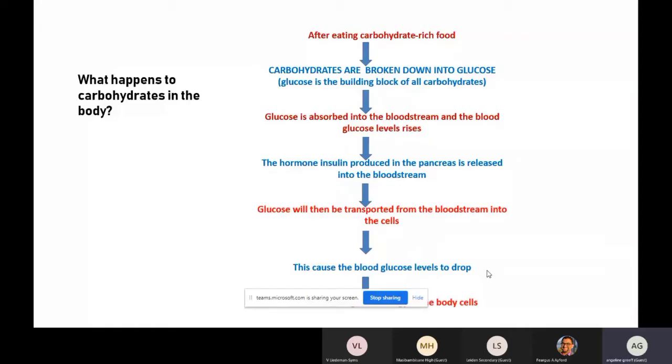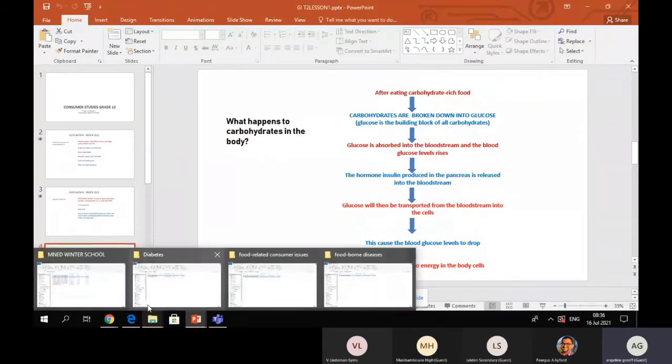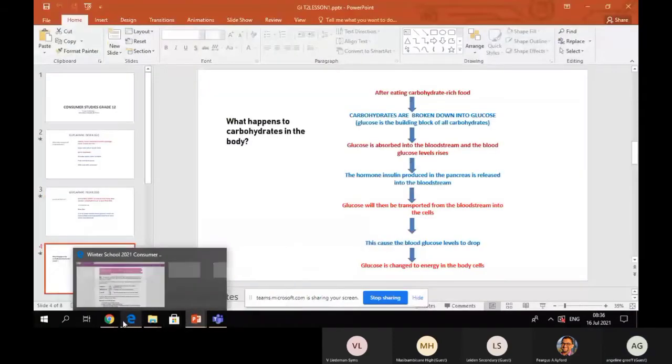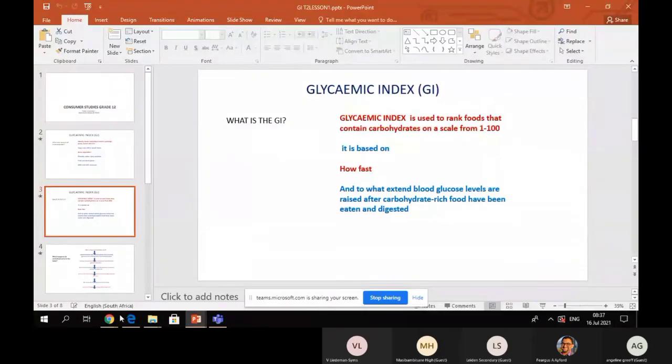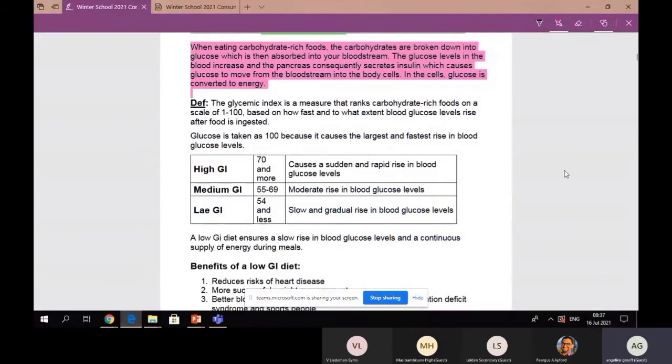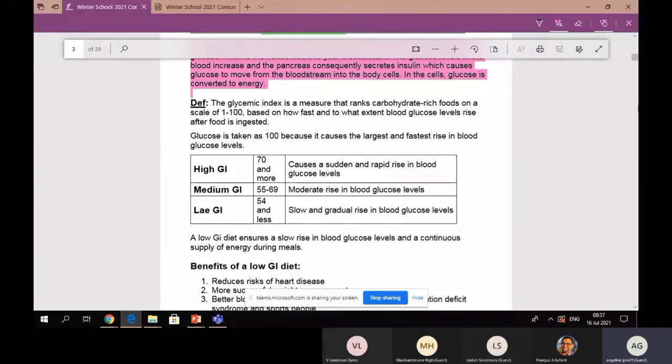Okay, so this is the basic, and this is important information that you know, because this is going to help you understand what we're talking about when we go into all of the rest of the stuff with regards to the GI and the hypo and hyperglycemia, as well as diabetes. That's why I wanted to highlight that. Okay, so let's go back to our notes. Now let's quickly go back.